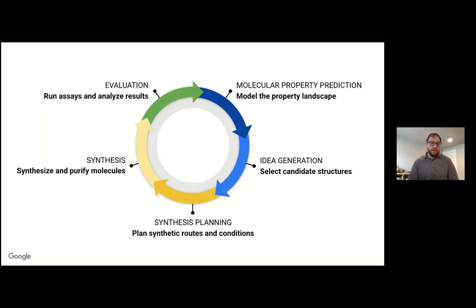To frame this conversation, I want to start with this picture here, which is a sort of idealization of the design, make, test cycle that a lot of us go through in various stages of the drug discovery process. Many of the examples I'm going to give in this talk are focused on things like hit finding or lead optimization, but I want to make sure that it's clear that these processes can be applied in the abstract to any sort of iterative optimization.